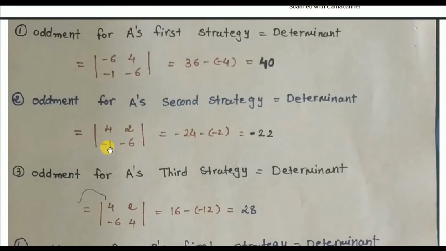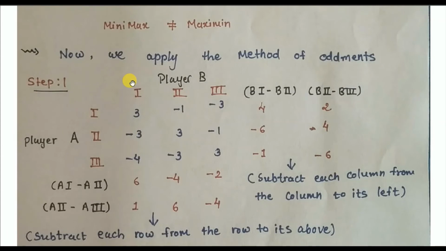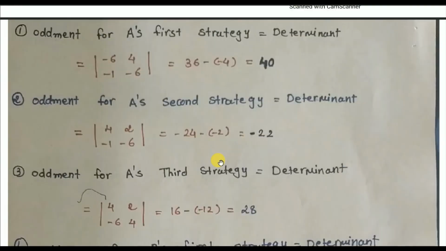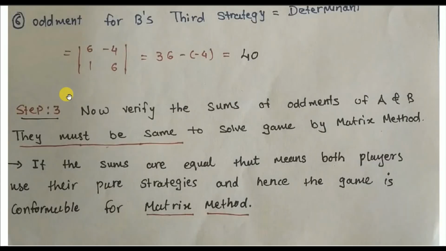In the same way, you can calculate the oddments for B's strategies. If we want to calculate the oddment for B's first strategy, we omit the whole first column and take the remaining 4 elements as the oddment: -4, -2, 6, -4. Find the determinant of it, that is 28. In a similar way, we can find all 6 oddments for A's 3 strategies and B's 3 strategies. Now we move ahead to step 3.